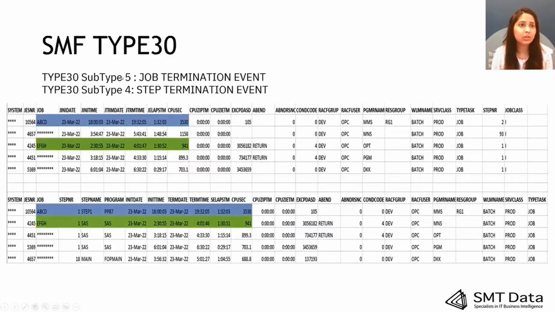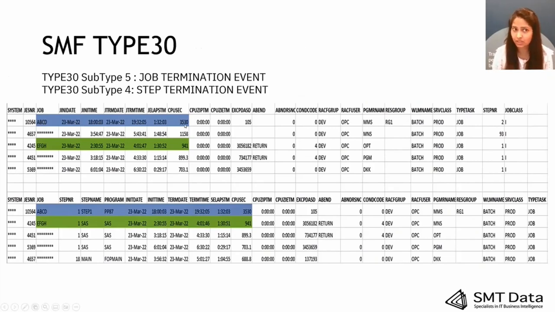And the next slide is about the interval 30 record. It's also one of my favorite, the subtype 5 and 4. 5 is for the job termination event, 4 is for the step termination event. Two different data here, table data with job number and the job. It is showing what time it started, what time it ended, and in total how much is consumed.